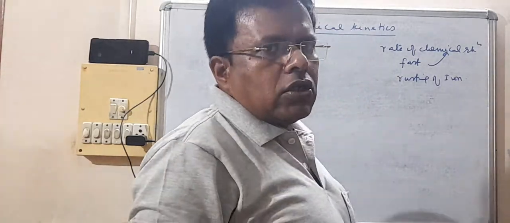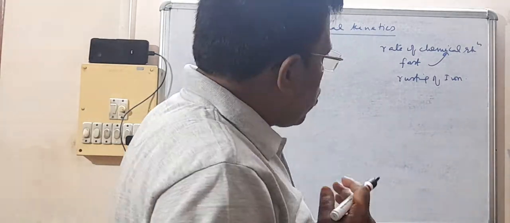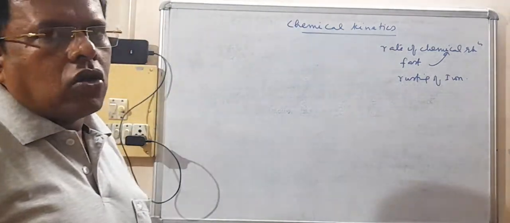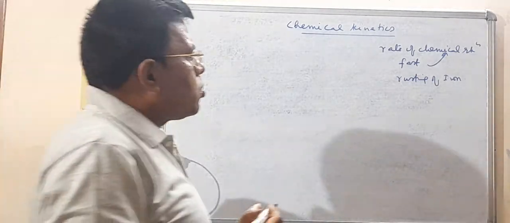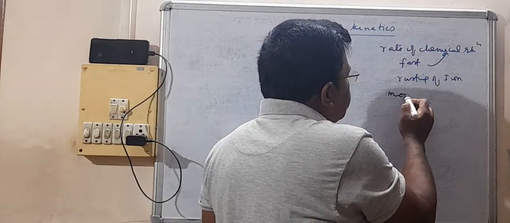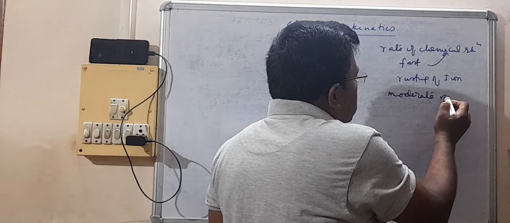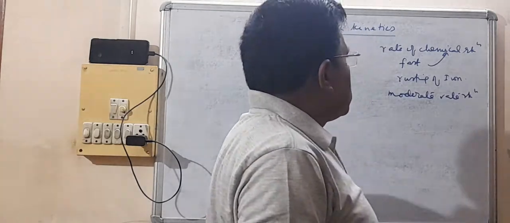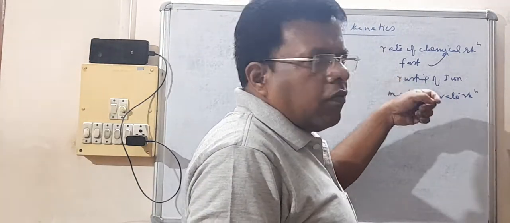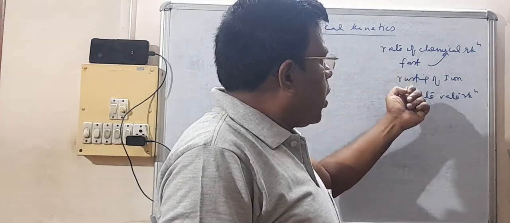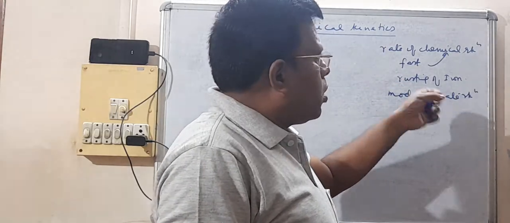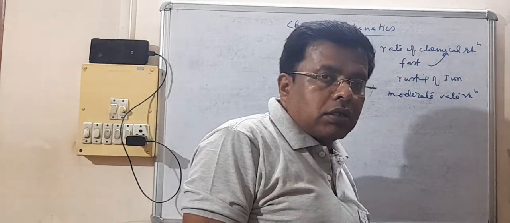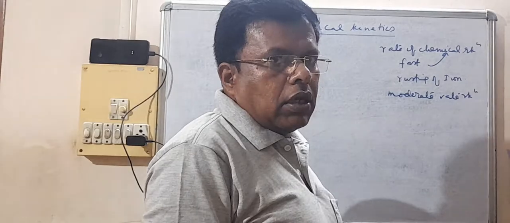We also have reactions which take place at a moderate pace, at a moderate rate, not too fast and not too slow. They are called moderate rate reactions. So very fast reaction, very slow reaction, moderate rate reaction. We can divide chemical reactions based on their rate into these three classes, into these three categories.